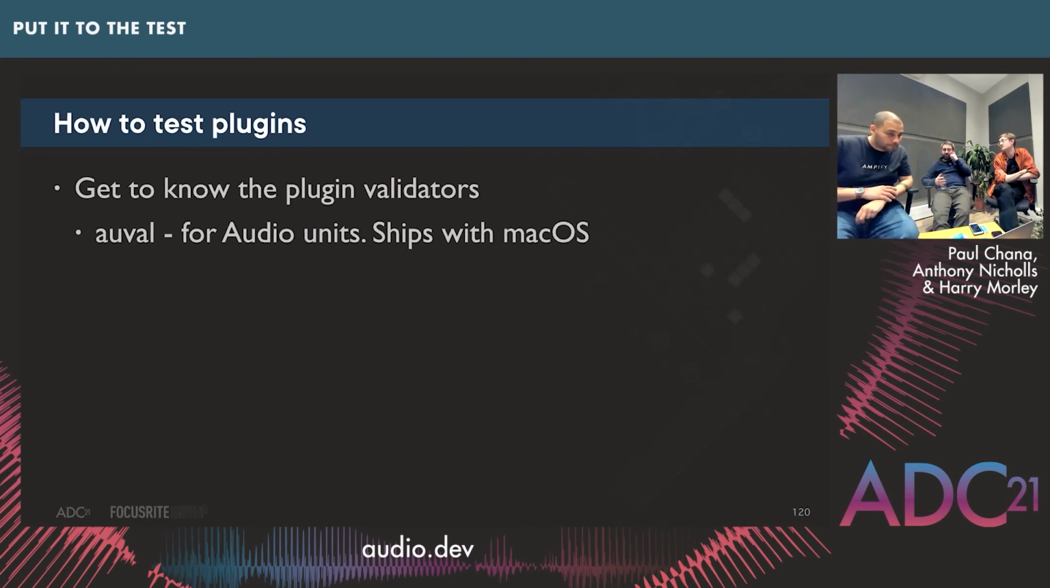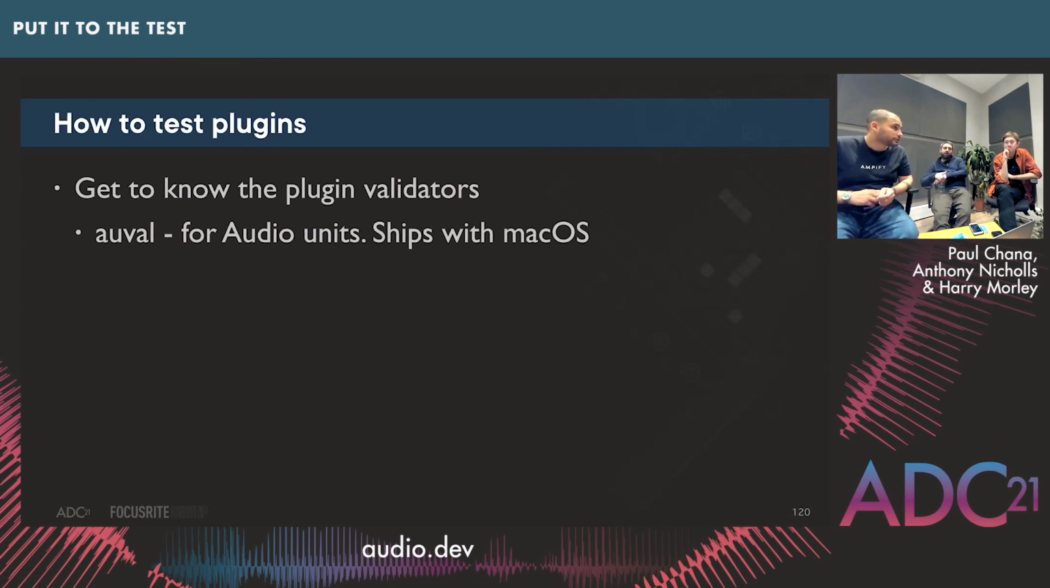One thing to warn about with AUVal on modern machines is that either you're going to need to disable SIP, the system integrity protection, or you can just move AUVal into a different location. Just take the executable, copy it somewhere else, and then you can run it. Otherwise, Xcode won't let you run it. Yeah, it's a single binary.